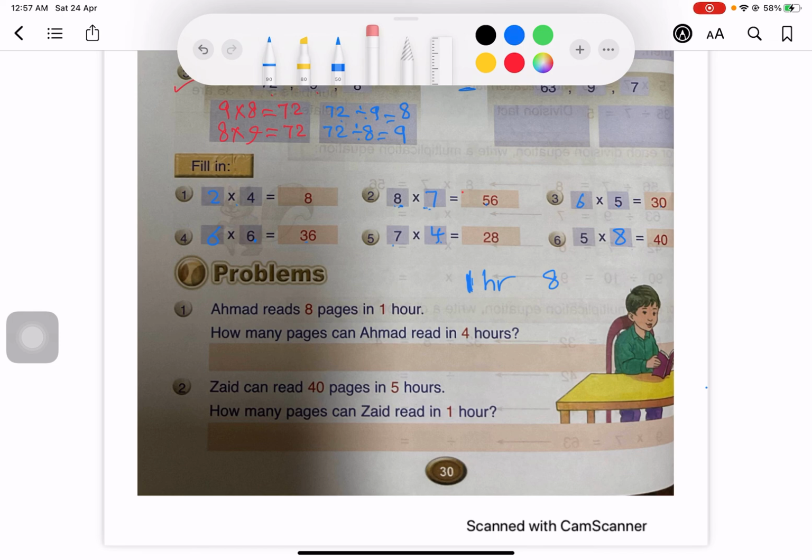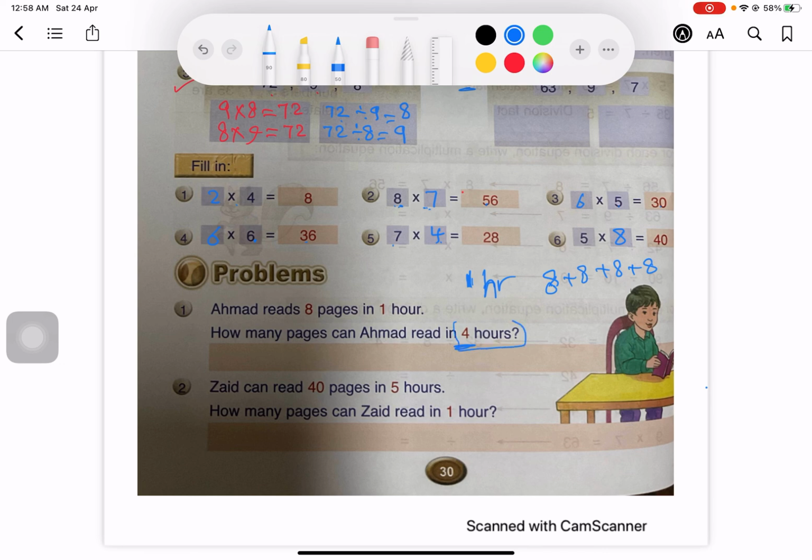Okay, so in 1 hour 8 pages, you are going to repeat this 8. We are going to repeat this 8 4 times, because it's 4 hours. So he will read in the first hour 8, and in the second hour 8, and in the third hour 8, and in the fourth hour 8. What you are doing, I am repeating. You are repeating the 8 how many times? 4 times. Why 4 times?